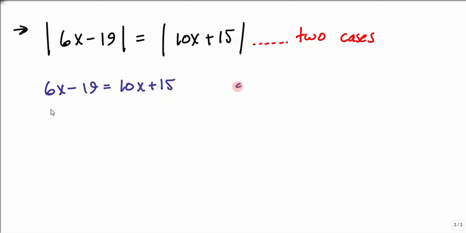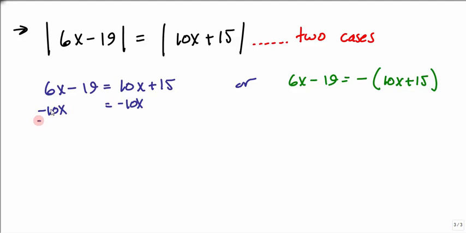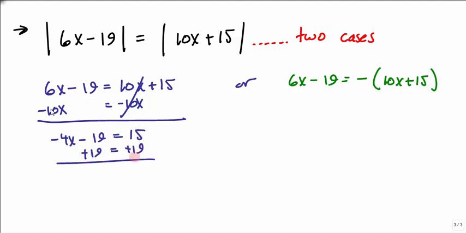That's one case. And then our second case is 6x minus 19 equals the negative, and in parentheses we need the 10x plus 15. So I'm negating the entire right-hand side. Now the important thing to remember here is that the negative has to distribute through. Let's go ahead and work on the left-hand side first. I'm going to get my variables on the left. So 6x minus 10x is a -4x. Get my constants on the right, so I'll add the 19 across.